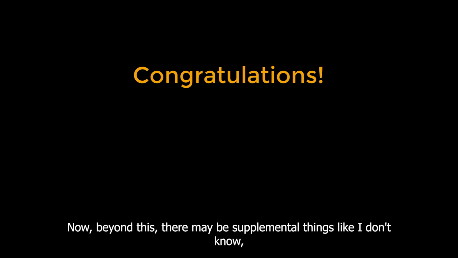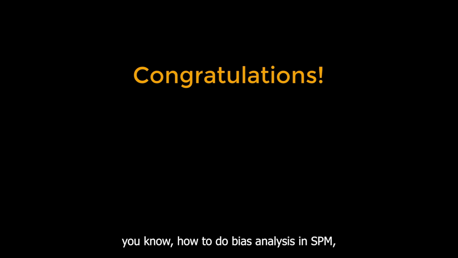Okay, nice job. So just as before, we're at the very end, and it's a little less formal now. I'm not reading a script, but this is basically everything you would need to do to analyze a typical fMRI data set from start to finish using SPM. Now, beyond this, there may be supplemental things like how to do bias analysis in SPM, how to do parametric modulation, how to maybe use other toolboxes. But for now, that's it. I'm glad you all stuck with this.